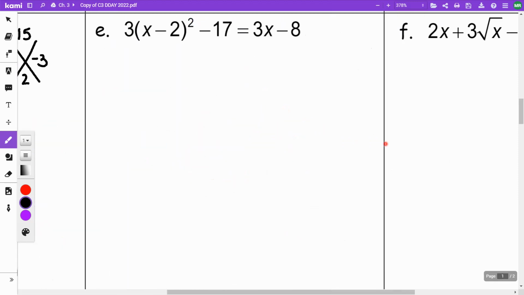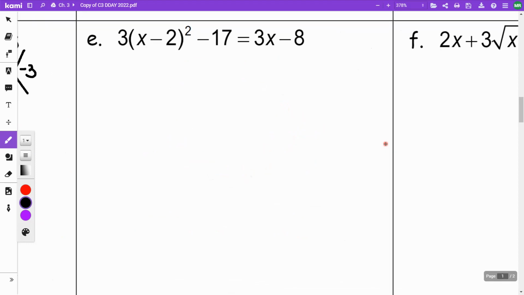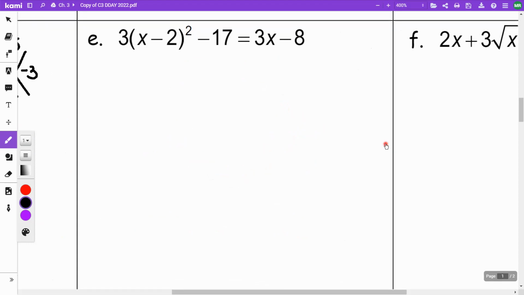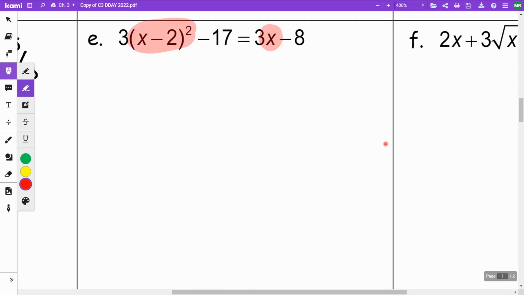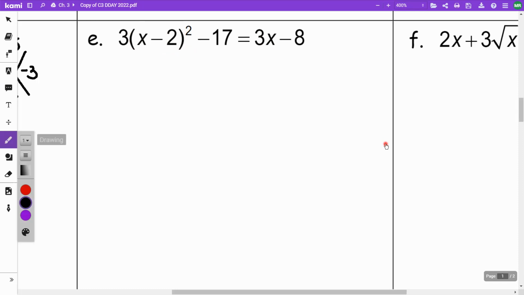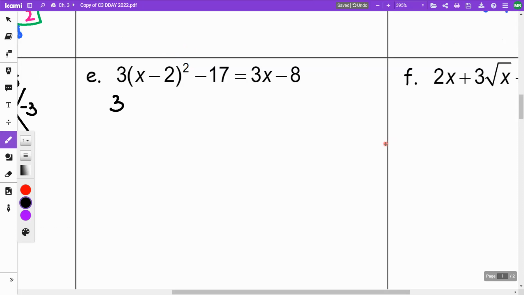On letter E, this one is a quadratic. What I'm going to do is I'm not going to work that part out. I'm going to have to. Why am I going to have to? I would not, except for I also have an x over here. So I'm going to have to work that out. So what I'm going to do first is I am going to work out x minus 2 squared. And again, remember, that is really an x minus 2 times an x minus 2.